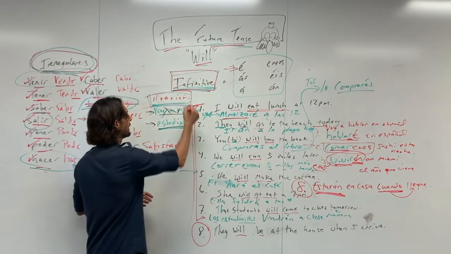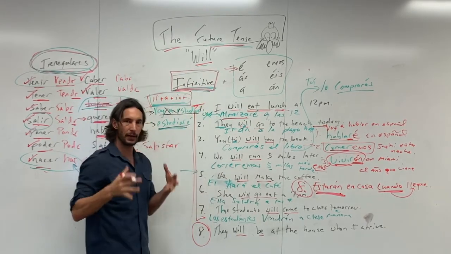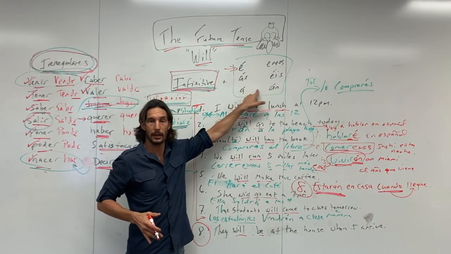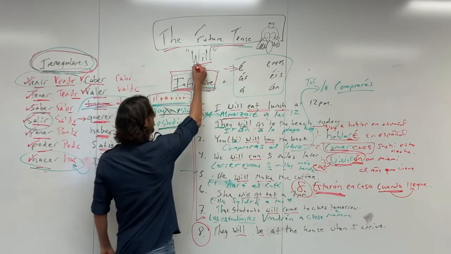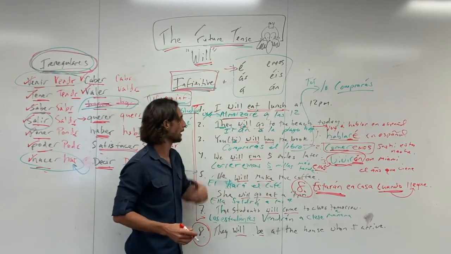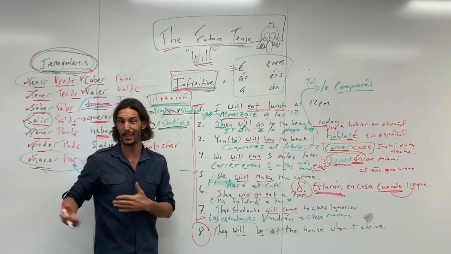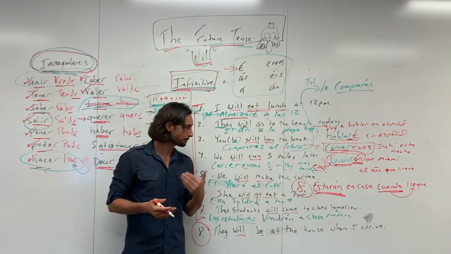So again, to bring this to a close, if it's not an irregular, it's just the infinitive of the verb with your endings. That's it, right? And so again, your translation is will. So I will eat lunch. They will go to the beach. You will buy, etc. And so hopefully that makes sense.